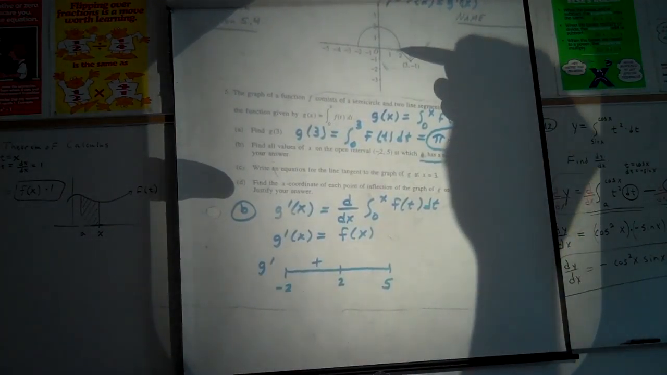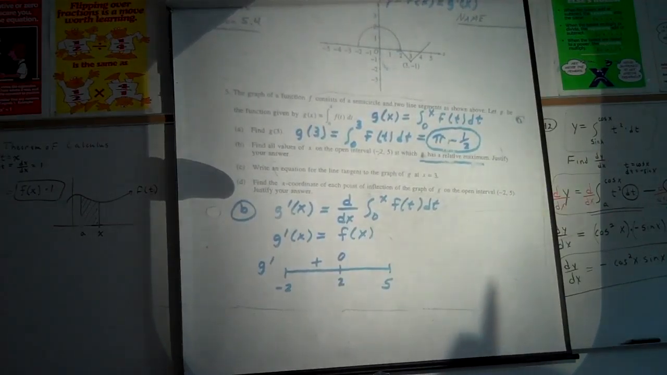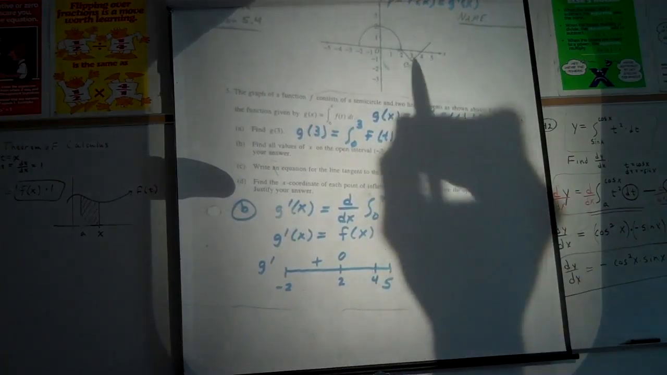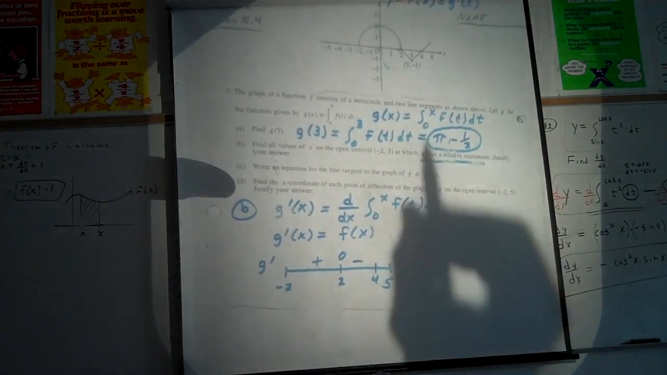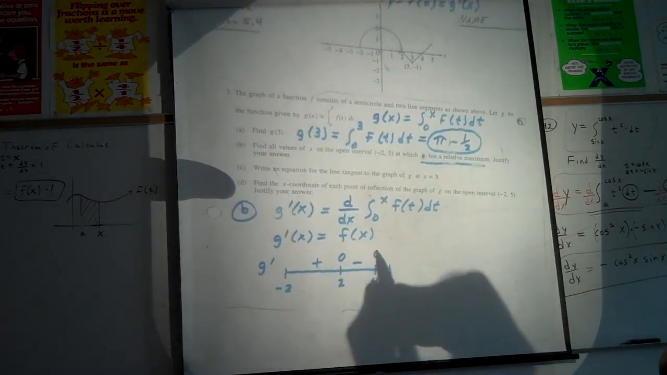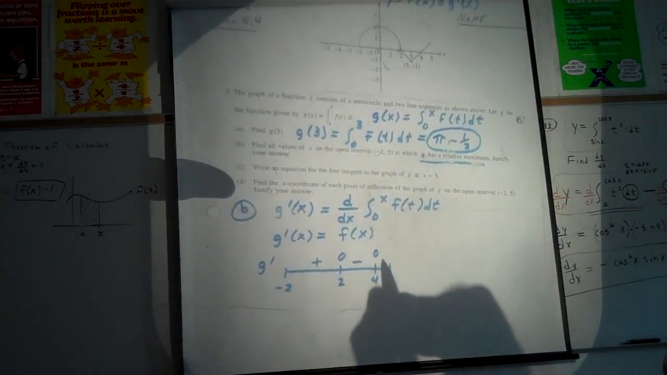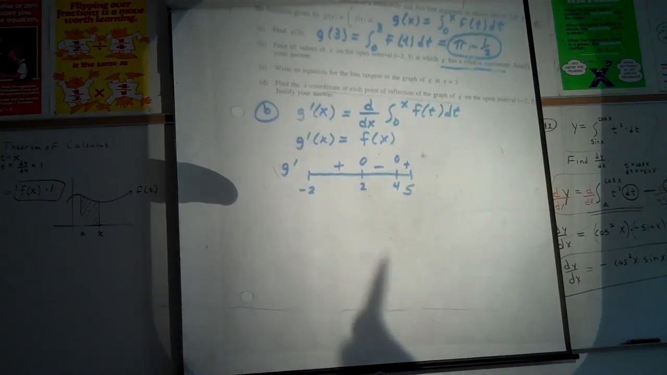At 2, what's the y-coordinate? 0. So g prime is 0. How about from 2 to 4, what's the y-coordinate? Negative. That means g prime is negative. At 4, the y-coordinate's 0. And from 4 to 5, the y-coordinate's what? Positive. So g prime is positive. Make sure you label your number line if you're going to use a number line like this.